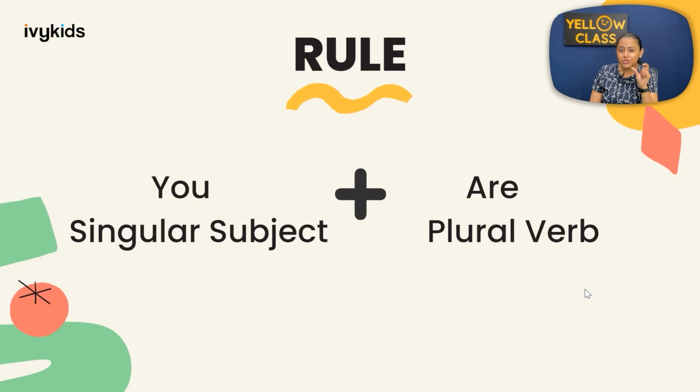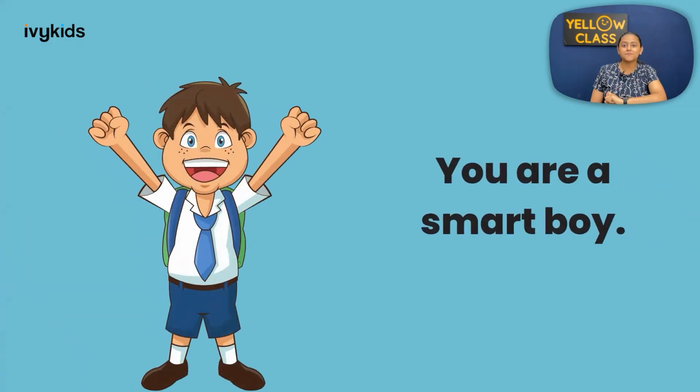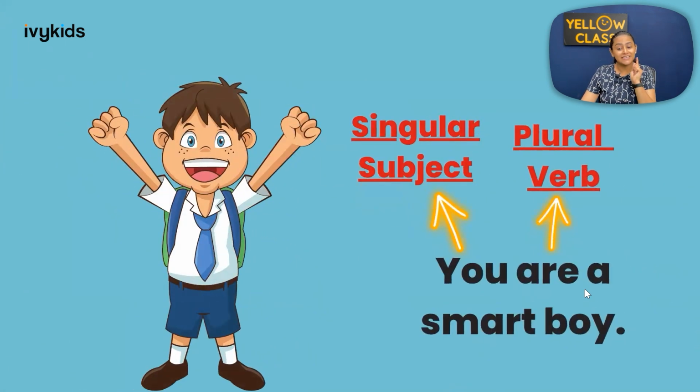Y-O-U. Now this "you" word is a magical word. Yes. You know how? This "you" subject is used as a singular subject and as a plural subject as well. And what do we always use? A plural verb, that is "are", with this. For example, you are a smart boy. Right now, I'm talking to a single person. So, I can say that "you" is a singular subject, right? But it is followed with "are", that is a plural verb.